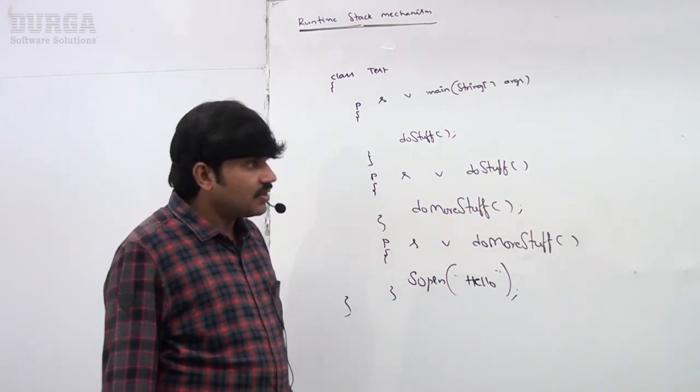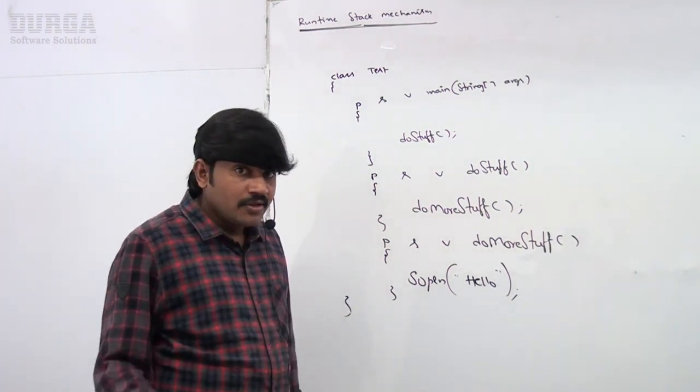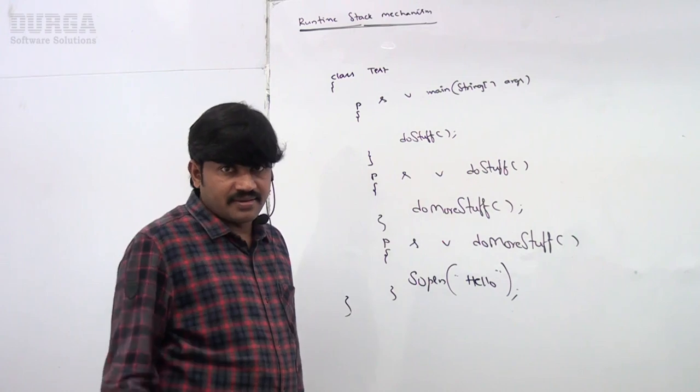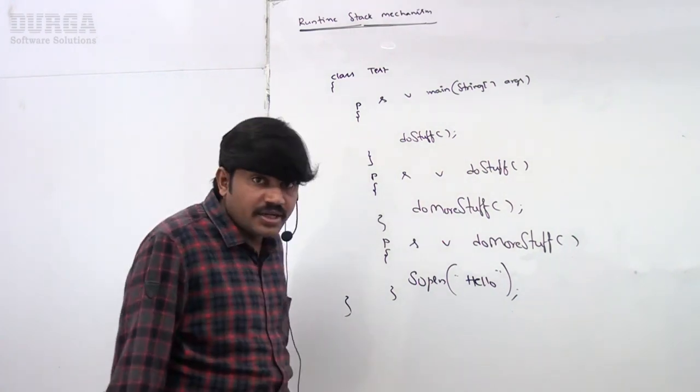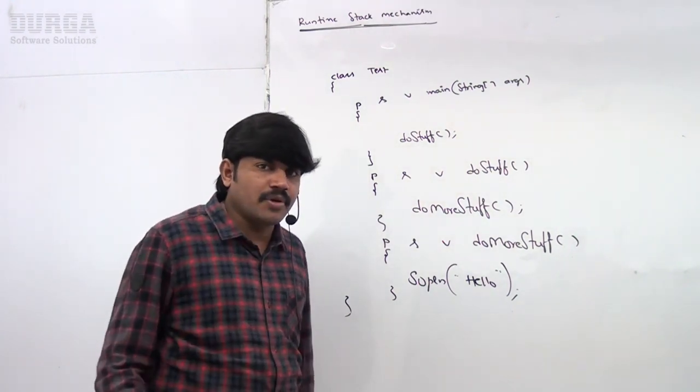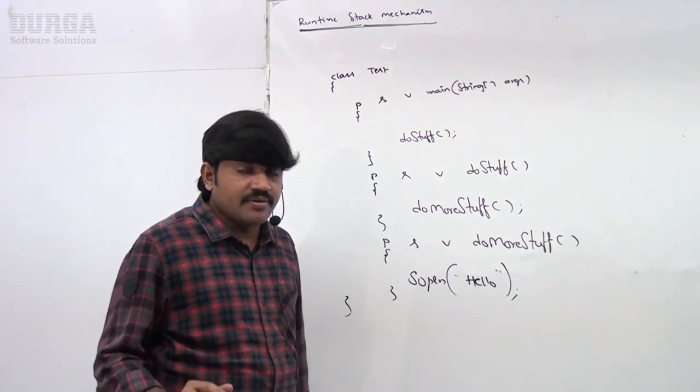Friends, how many threads are there in this program? Only one thread, the main thread. That's all, because I didn't create any child threads. Every Java program by default contains one thread. What is that thread? The main thread.